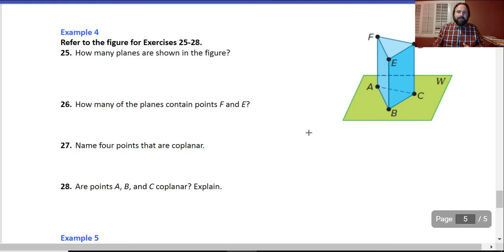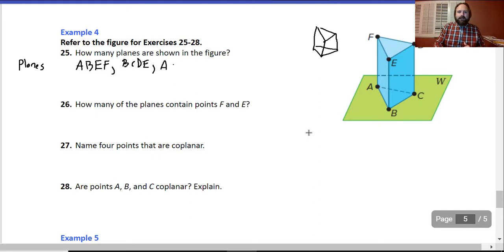Well, I see I have A, B, E, F, this one right here. So it looks like this. So planes A, B, E, F. And then it looks like I have this one, and that's going to be B, C, D, E. Then I have in the back of it, that's A, C, D, F. Then I have this top part of it, E, D, F. Then I have the bottom part of it. I could call it A, B, C, but it has its own name, so I'm going to call it W.